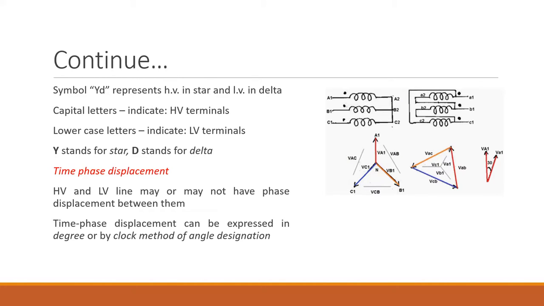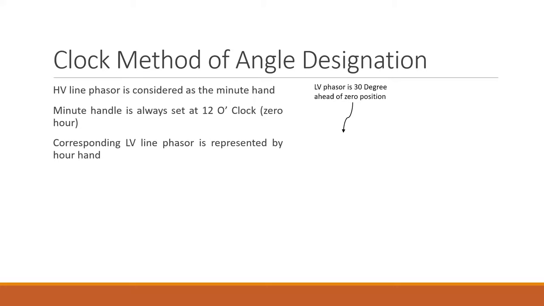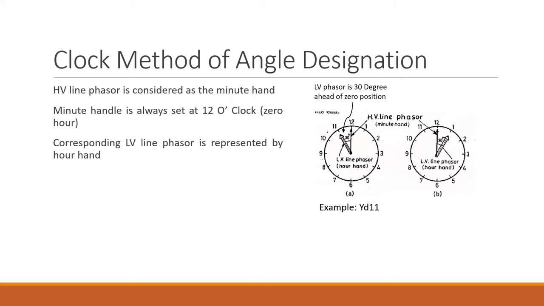So let us talk about what the clock method of angle designation is. Basically you have seen a clock. In a clock you have a minute hand and an hour hand. So we are going to consider two hands: one is the hour hand and the other is the minute hand. The HV line phasor will be represented by the minute hand. You have to keep this in mind in order to understand the phasor group which we are going to cover in this lecture.